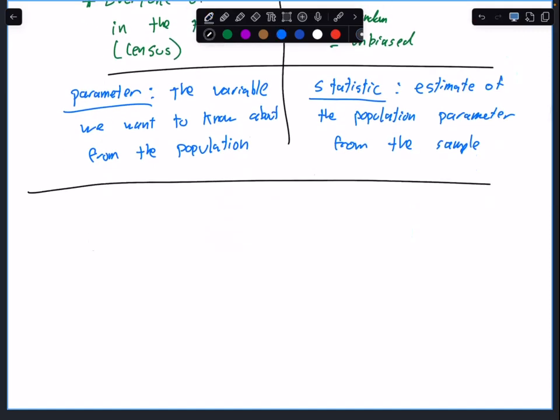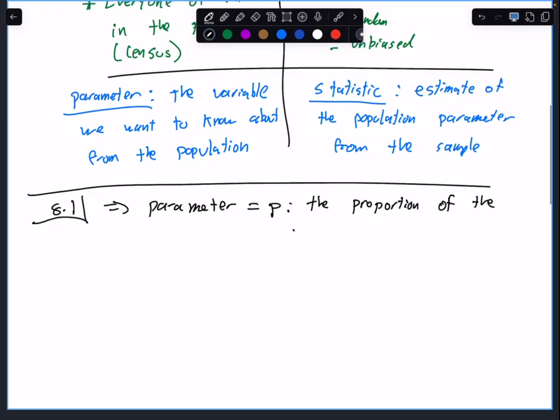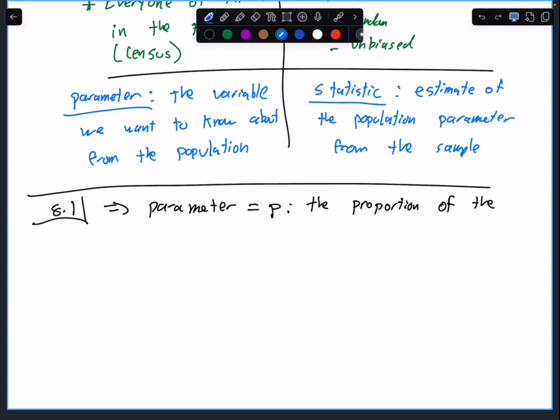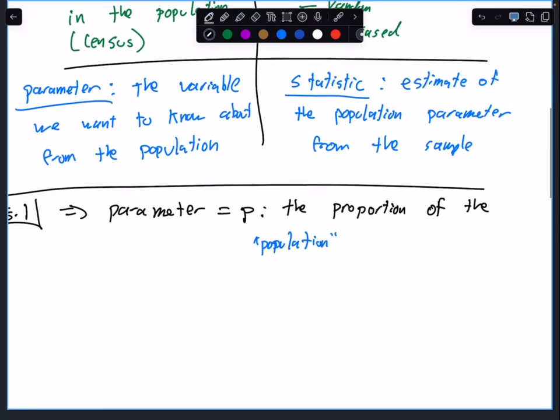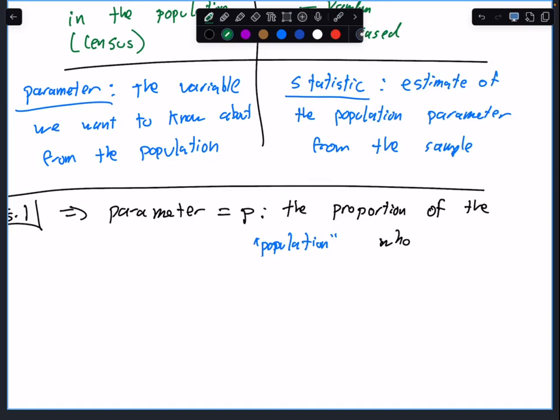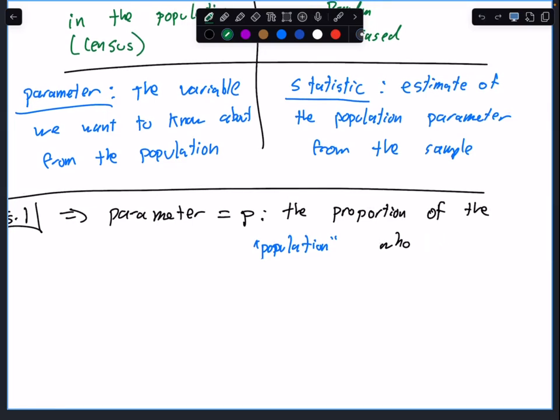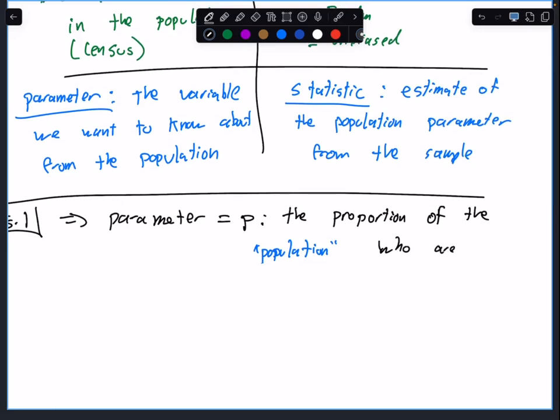Now, in 8.1, in our lesson for 8.1, our parameter is going to be known as p, lowercase p, which stands for the proportion of the population who are successes.